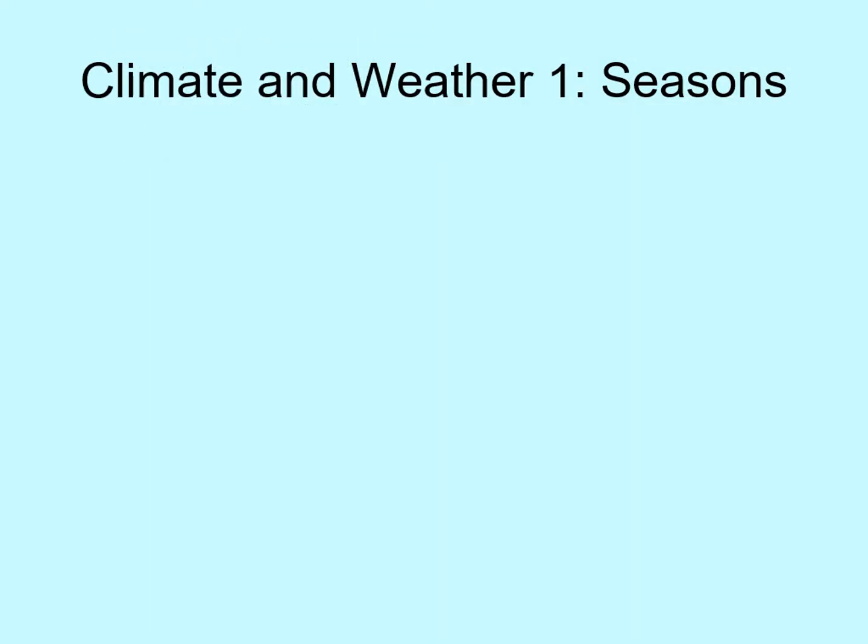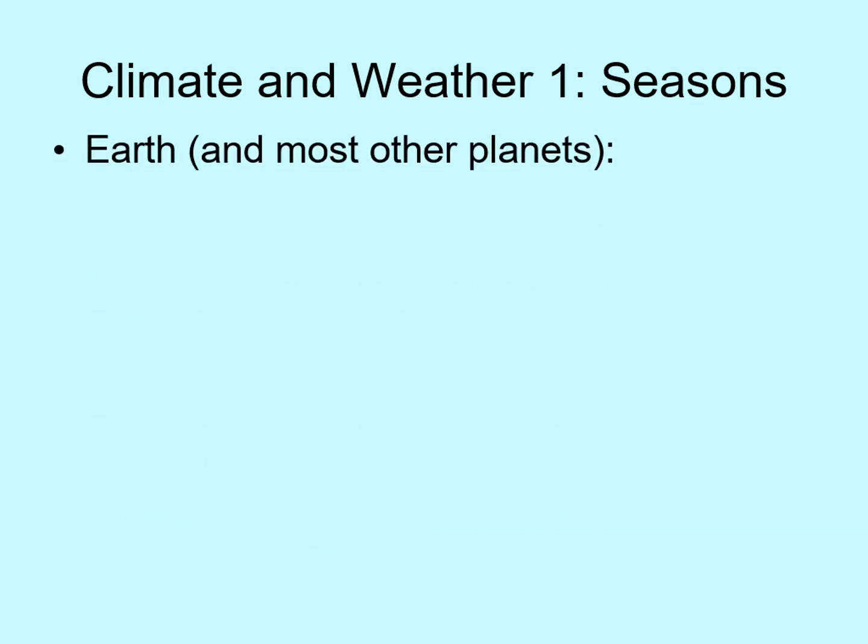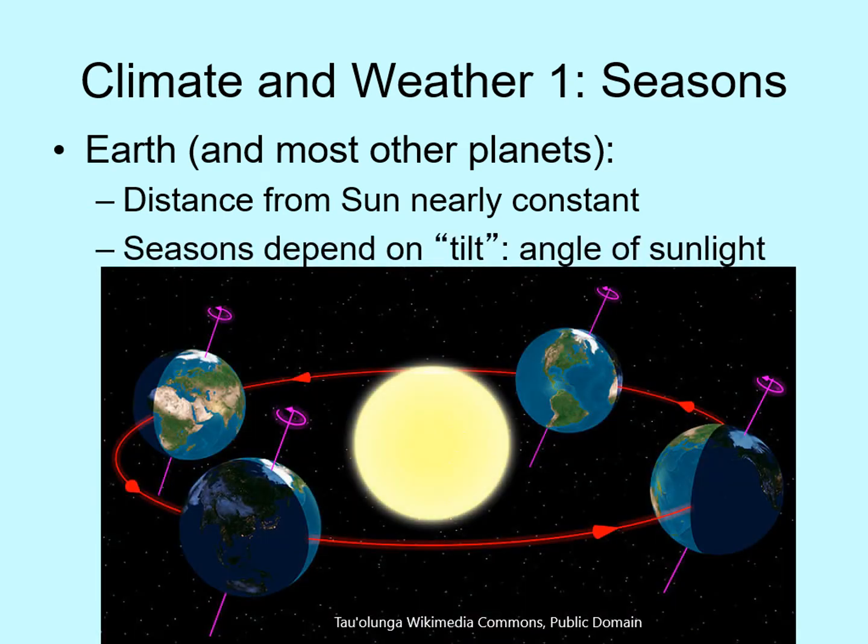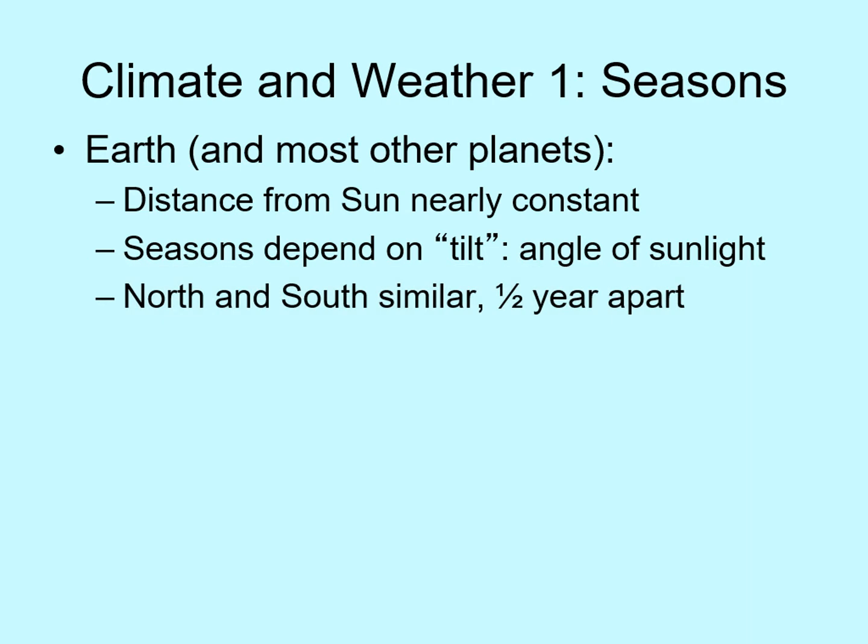The first major topic dealing with climate is seasons. Near the beginning of the term, we looked in detail at how seasons occur on the Earth and most other planets. We saw that the Earth's distance from the Sun doesn't change significantly, so seasons depend only on the tilt, which in turn affects the angle at which the Sun's light hits the ground. So over the course of a year, the northern and southern hemispheres go through very similar seasonal patterns, separated by half a year. When it's warm in the northern hemisphere, it's cool in the southern hemisphere, and vice versa.